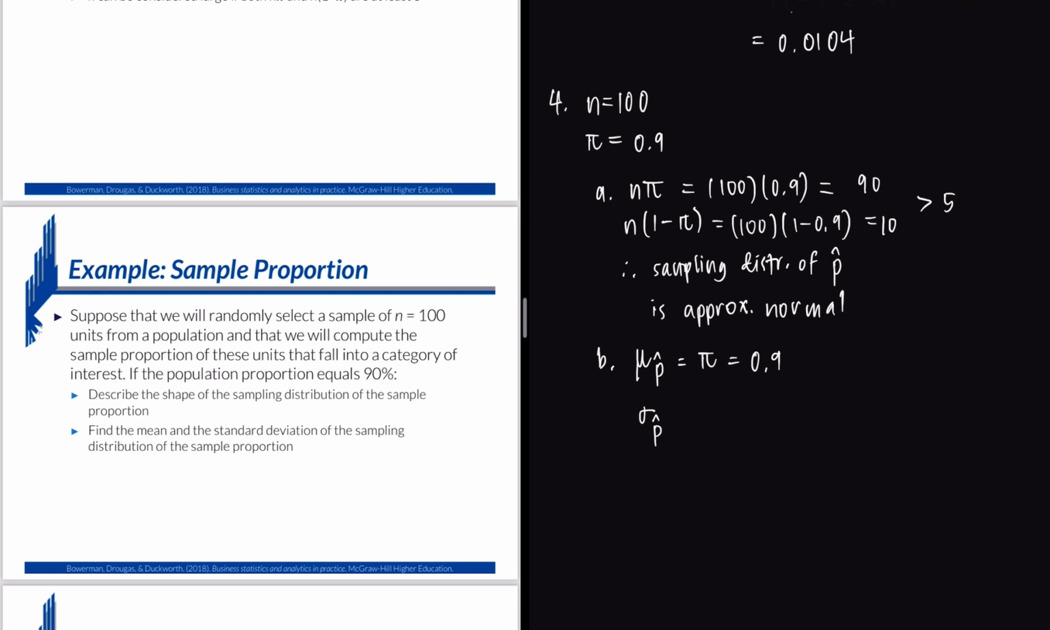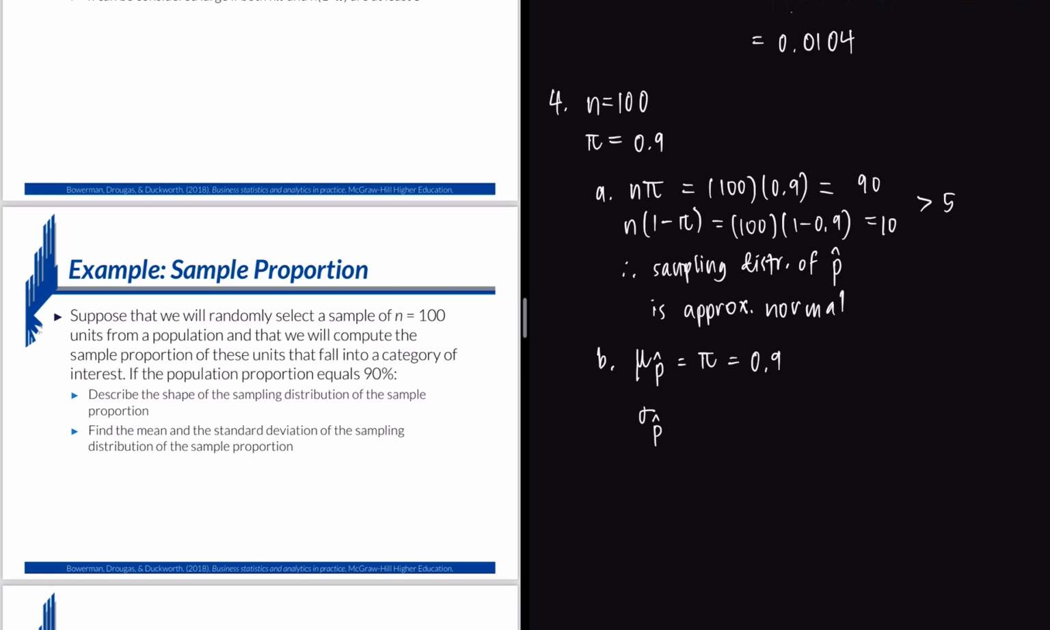Next, to compute for sigma sub p hat, again, we also base it first on capital N over small letter n. If it's infinite, we will use the shorter formula. But if it's less than 20, we will have to include the finite population correction factor.